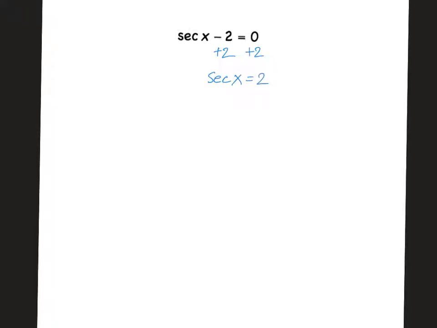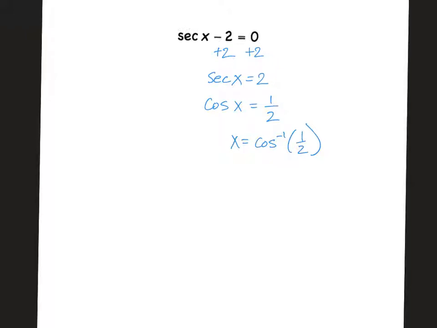Now I could do the inverse secant, but I'm thinking most people are not as familiar with that in terms of angles on their unit circle. So what you might want to do is consider doing the reciprocal function, which would be cosine, and then flipping the 2 and making it a 1/2. That way it's just a little bit easier to think of the inverse cosine of 1/2.